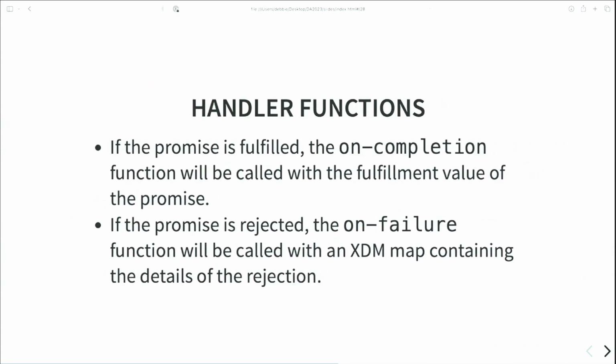So yeah, if the promise is fulfilled, then the onCompletion function is going to be called with the fulfillment value. If it's rejected, then the onFailure function is going to be called with a map containing the details of the error, the rejection.